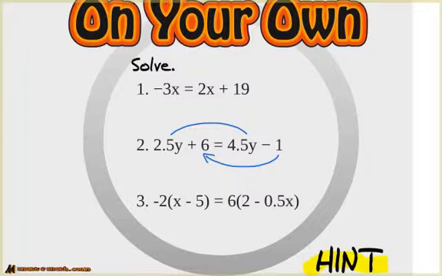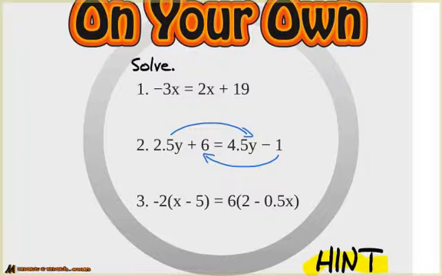But I think it's much easier to move the smaller x's or y's to the other side so that you keep a positive number. Move the 2.5y over to the other side, move the minus 1 over by adding it, and so forth. And then these guys, you've got the distributive property all over again. You've got minus 2 times x, minus 2 times minus 5, 6 times 2, and 6 times half x. Okay?